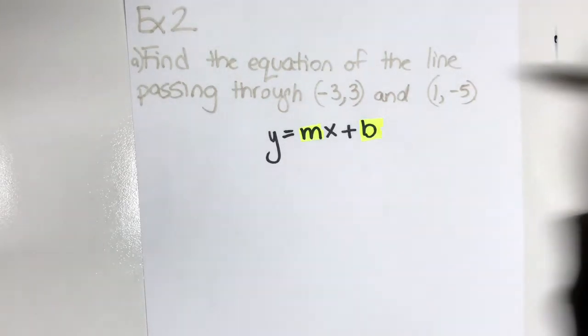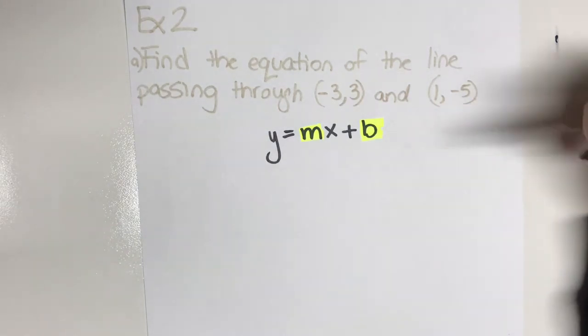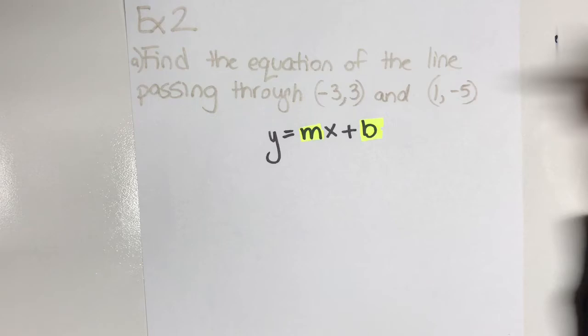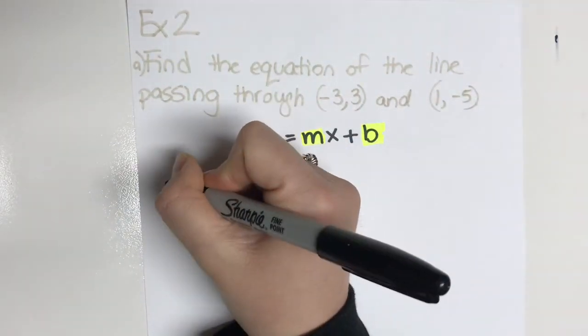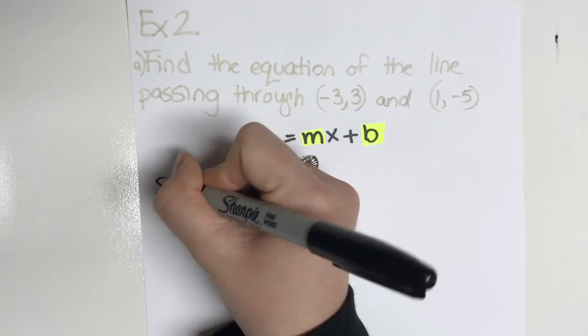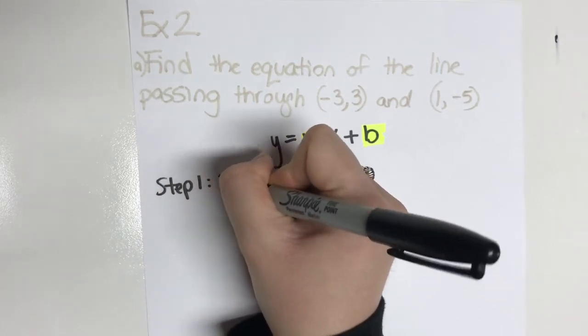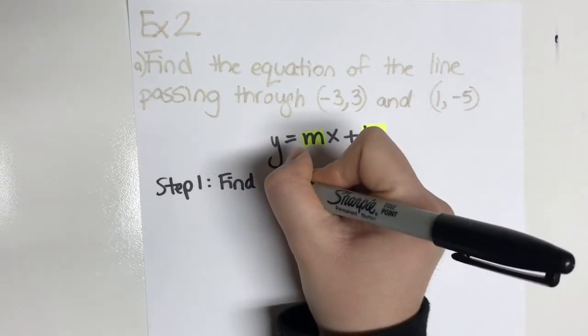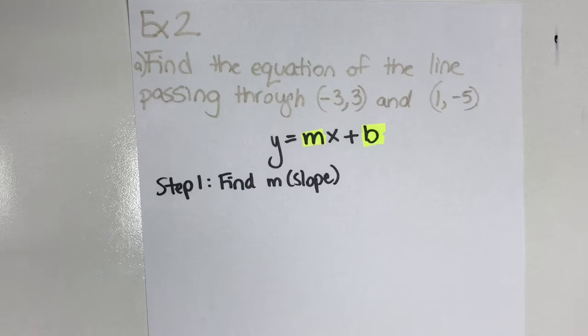So in the other examples, I had the slope. Here I don't. So my first step is going to be to find the slope, because all you need is the slope and the y-intercept to have the equation. So step 1 will be to find the slope. Okay, so we're finding m, which is our slope.